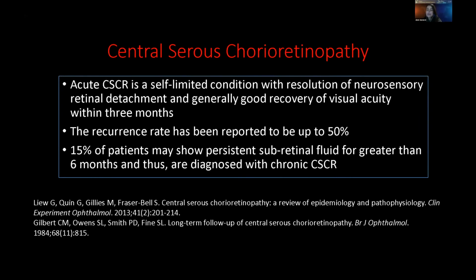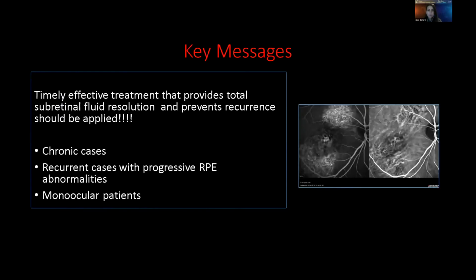Acute CSR is a self-limited condition with resolution of retinal detachment and generally good recovery of visual acuity within 3 months. However, 15% of the patients may show persistent subretinal fluid for greater than 6 months and are diagnosed with chronic central serous chorioretinopathy. Timely effective treatment that provides total subretinal resolution and prevents recurrence should be applied. We know that 10% of the chronic cases have visual acuity drop to the legal blindness level.